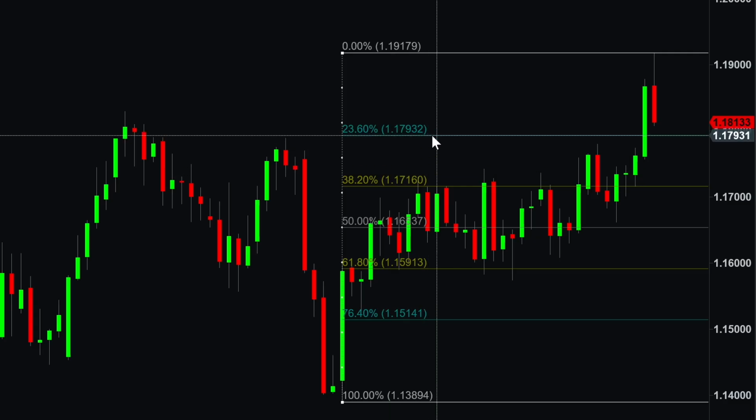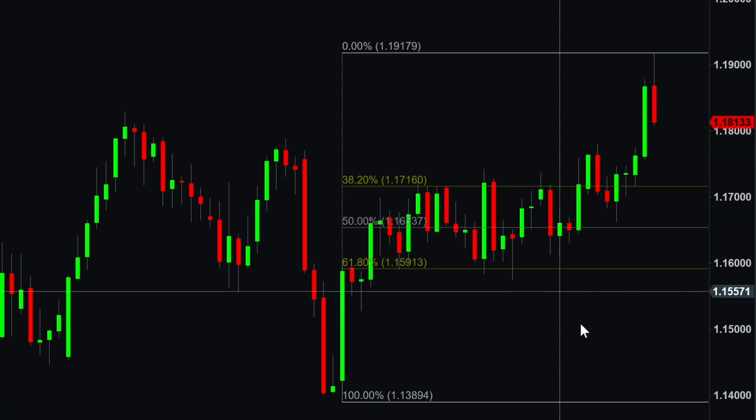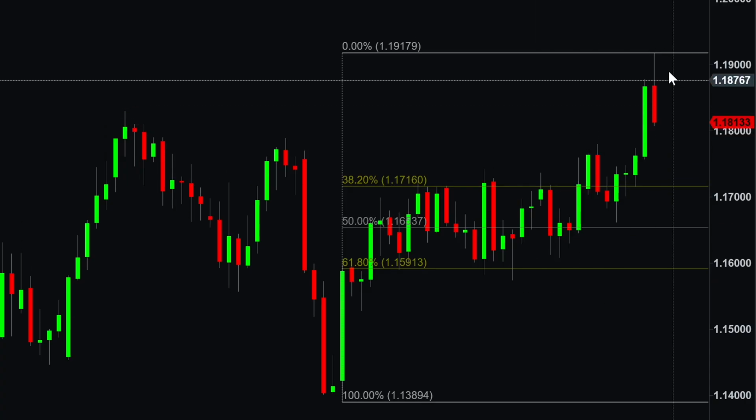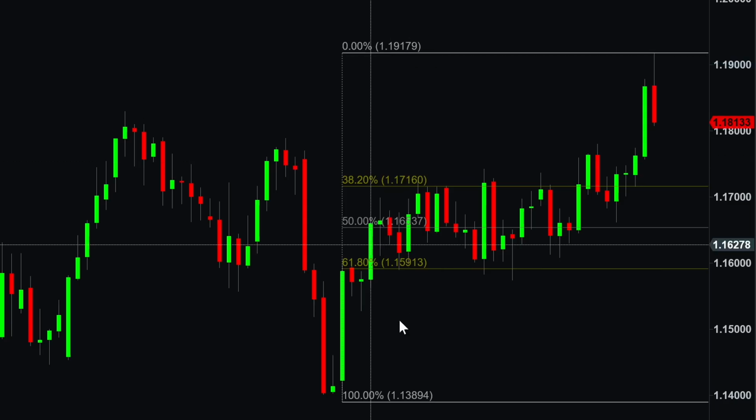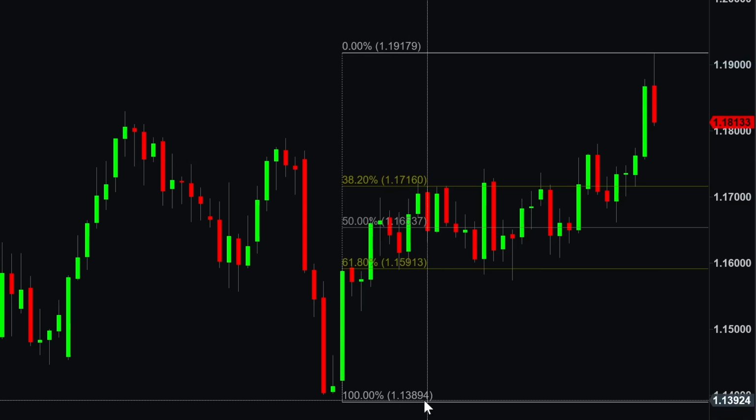I typically don't use the 23.6 or the 76.4 Fibonacci's. They're not very widely used when it comes to using the retracement levels. So I'm going to go in here and take them out, the 23.6 and the 76.4, just to make the chart a little bit cleaner. So right now what we have is the 119.19 high roughly, and then the 113.90 low.